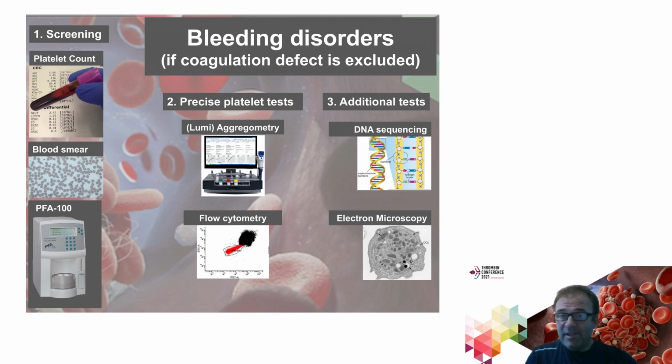Well, if you find deficiencies with those tests, but also if you don't find these deficiencies, you can consider doing more in-depth tests. For example, you can do DNA sequencing to check if there are defects in platelet proteins, and you can look specifically for inherited defects. Another very specific technique is electron microscopy, and you can use that to look for granule defects.